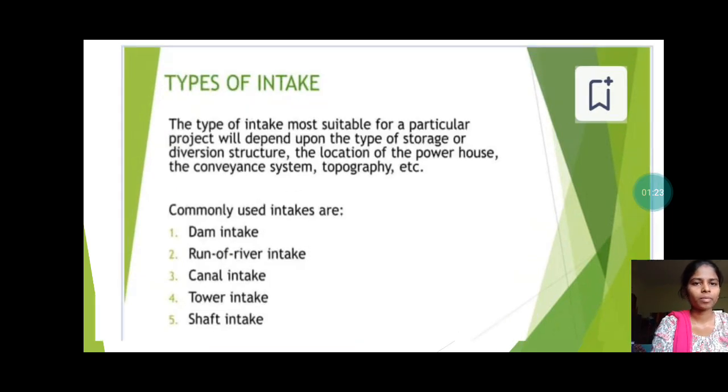Types of intake. The type of intake most suitable for a particular project will depend upon the type of storage or diversion structure, the location of the powerhouse, the conveyance system, topography, etc. Commonly used intakes are dam intake, run-of-river intake, canal intake, power intake, shaft intake.